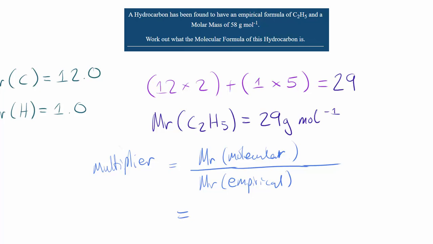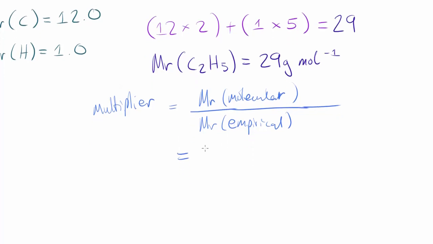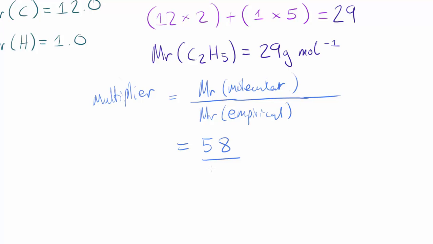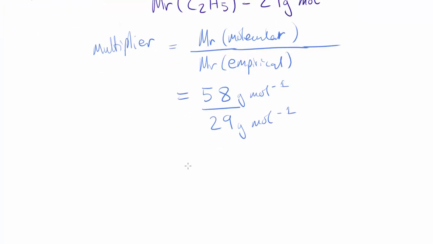So in this case, the multiplier is equal to, let's start with the molecular since the molecular is at the top, 58 divided by 29, right? And each of these, as we know, is in grams per mole. And what multiplier do we get?